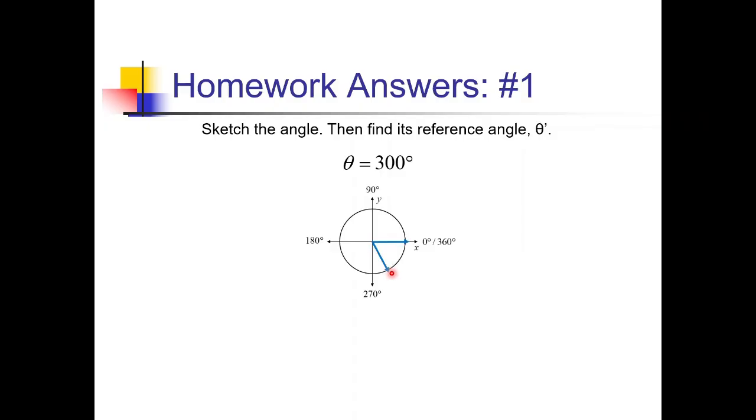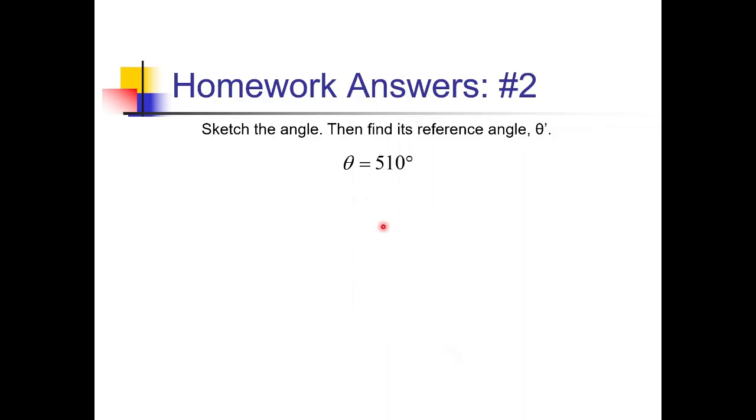And now to get the reference angle, I just have to subtract this from its closest x-axis angle. In this case, we are closer to the 360 end of things. So 360 minus 300 is going to give me my theta prime, my reference angle. So that's going to be 60 degrees.